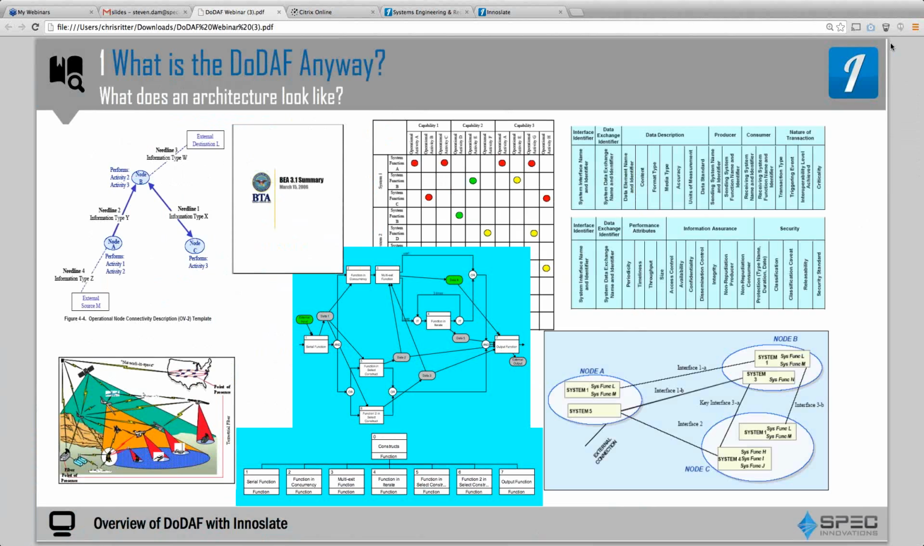So what a lot of people see is just this collection of pictures or documents put together into a loosely coupled set of information. But that's not really the idea of the DoDAF. The DoDAF was to bring these disparate pieces of information together, and they have to then overlap each other, these different products, to give you these different views.